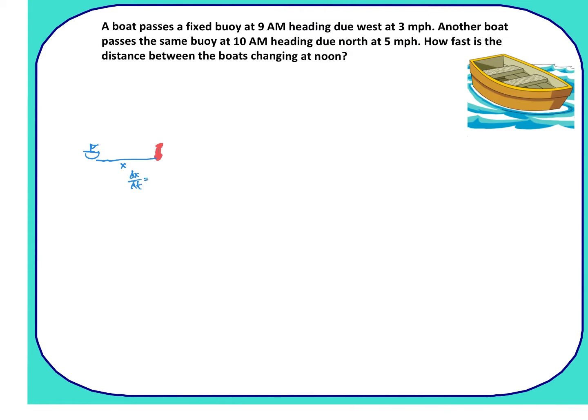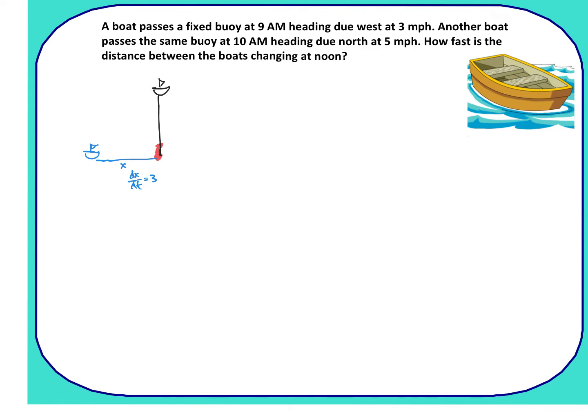dx/dt is equal to 3. It's positive 3 because my x is getting bigger. It's moving away from my buoy. All right. And then I got another boat passing my buoy. And it's going which way? It's going north. All right, it's going north. And so there's my boat.